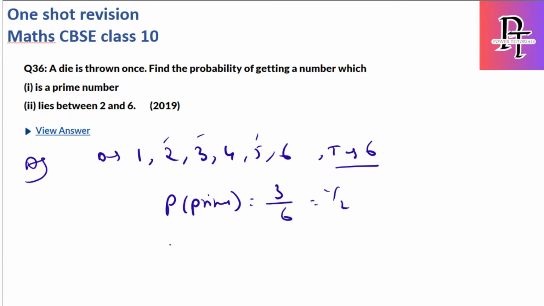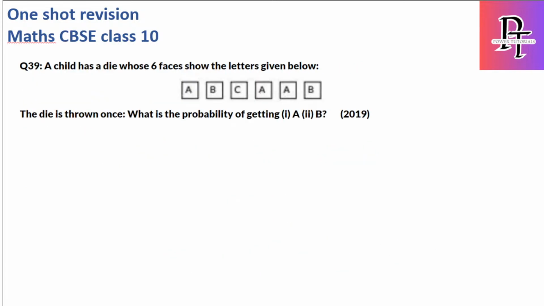Next one, a number which lies between 2 and 6. If you notice how many numbers are between 2 and 6, they are 3, 4 and 5. So winning chances again is 3, total is 6. So again the answer is 1 by 2. Fine. Let's go to the next one.